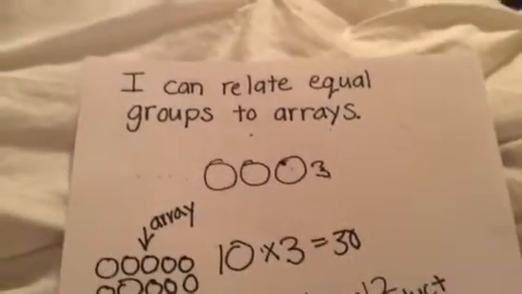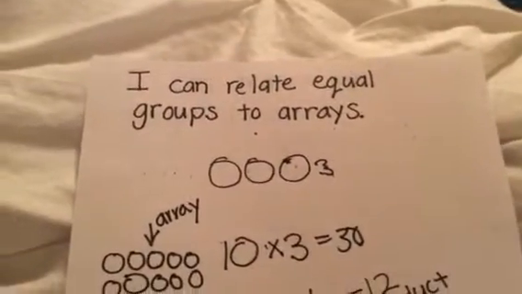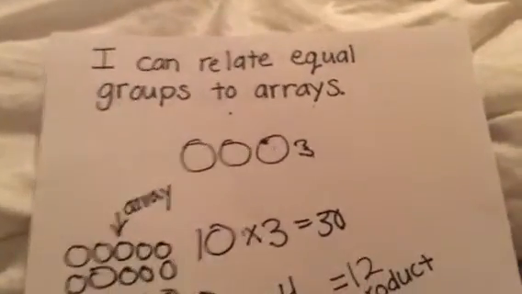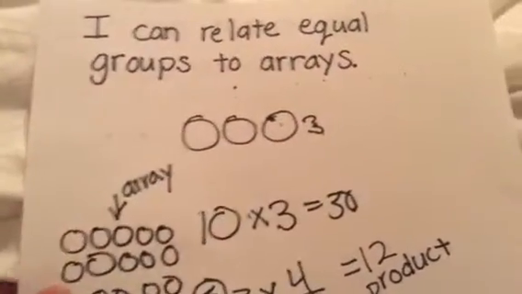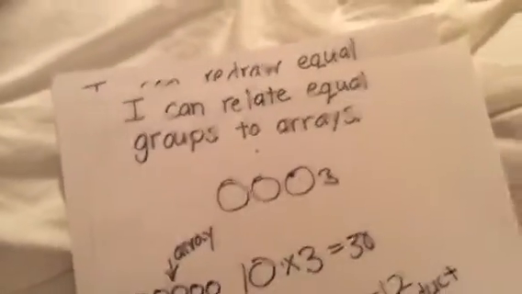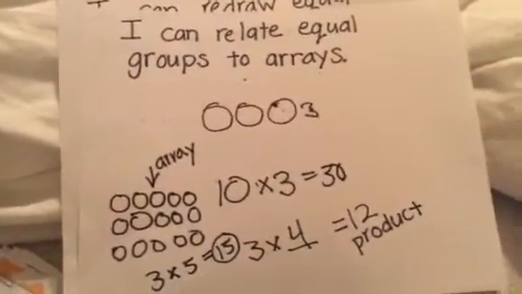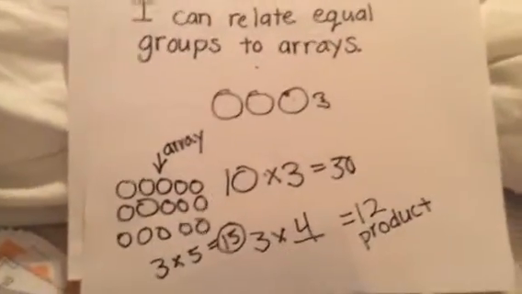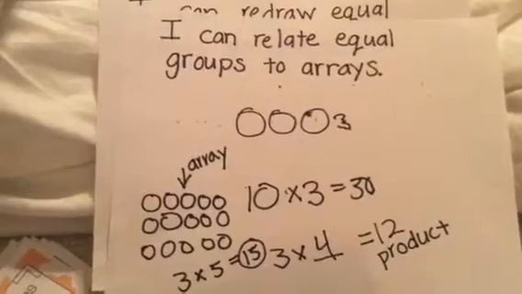Hello! Today we are going to have two learning goals when it comes to multiplication. If you look at the top, it says I can relate equal groups to arrays. That's what we're going to start our lesson with. But the first thing I want you to do is look at your paper and find the application problem.